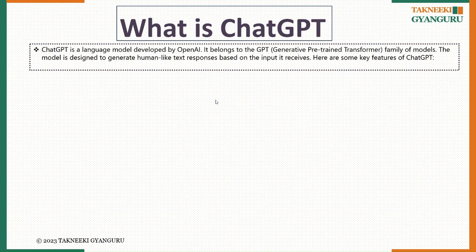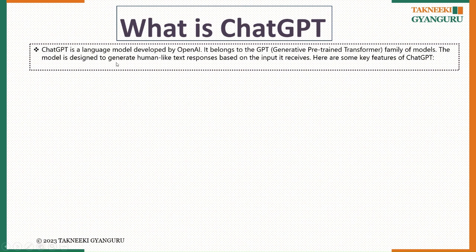So it has different ChatGPT versions. Initially it had ChatGPT 3.0, now 3.5. 3.5 is still free. For 4.0 we have to pay something to use it. It belongs to GPT, which means generative pre-trained transformer. So it is generative AI, a family of models that can generate content.